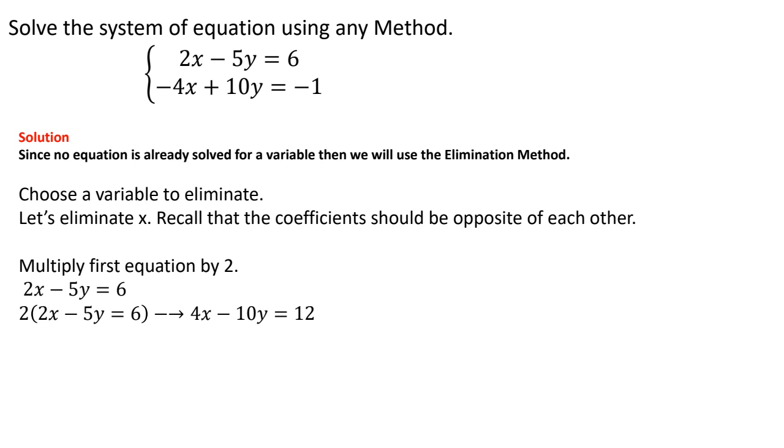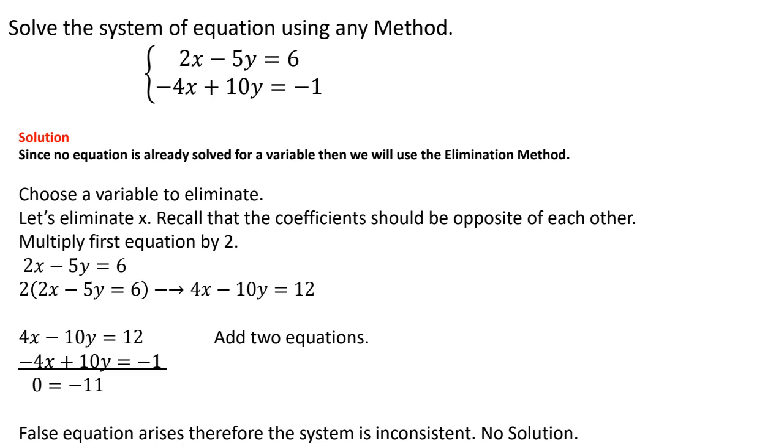I'm going to add it to the other equation, and when I do that, I'm going to notice something. Oh no, when I do 4x minus 4x, I did eliminate my x, but I ended up eliminating also my y, because minus 10y plus 10y equals 0. Now, the question that we need to say is this a true statement? The answer is no. 0 is not equal to 11. So because when I was doing my method of elimination, I ended up with a false statement where 0 is not equal to negative 11, this is telling me that this is an inconsistent system.